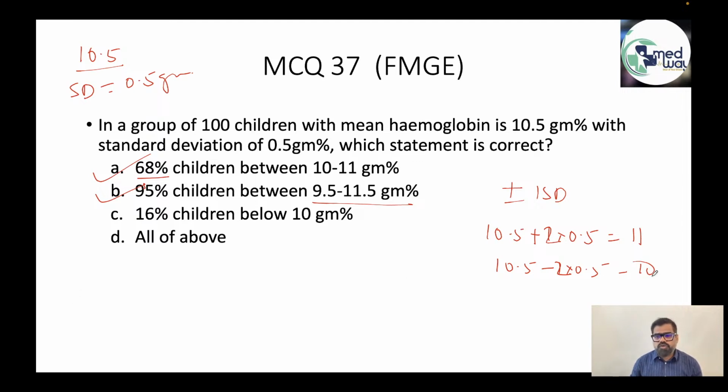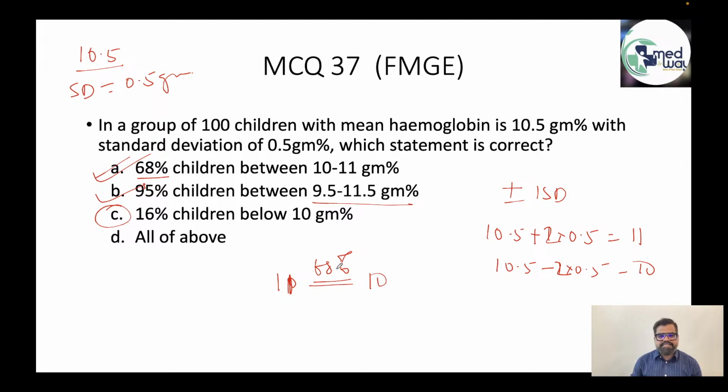Okay. So 11 and 10. In this range, there will be 68%, right? 11 and 10 will be 68%. Based on this option, this is correct. This is also correct. Let me understand C.